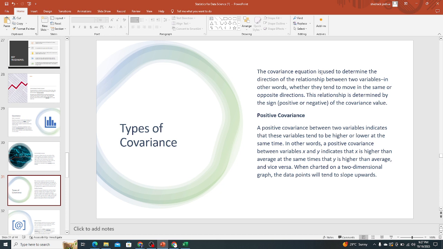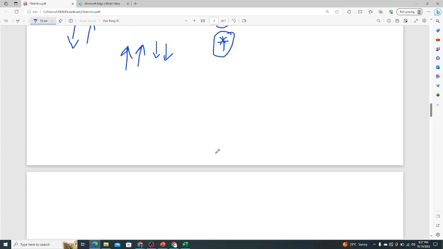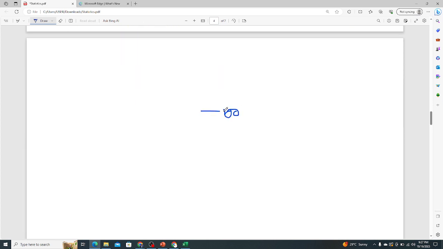So the covariance equation is used to determine the direction of the relationship between two variables. In other words, whether they tend to move in the same direction or in the opposite direction. This relationship is determined by the sign, either a positive or negative covariance value. If we have, let's say, negative 100, then we have a negative covariance between the two variables in study, meaning they are moving in opposite directions.